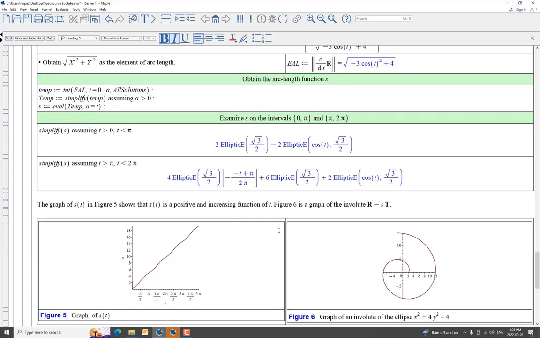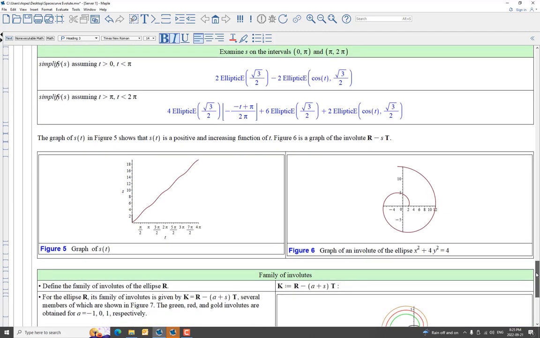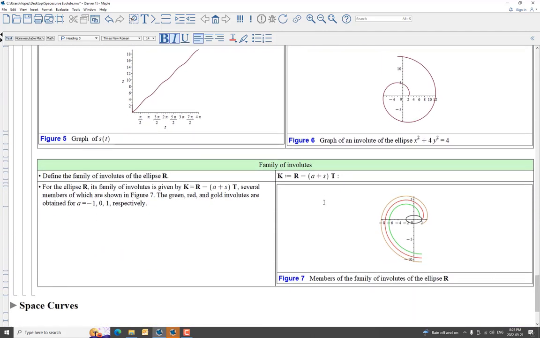If you draw a graph of the arc length function, you see it's positive, monotone increasing, and if you use that to draw the r minus st, you get that spirally looking involute. Also, if you add something to the arc length initially, and I've chosen three values, minus 1, 0, 1, so the 0 is the red one, and you get these parallel curves, parallel involutes.